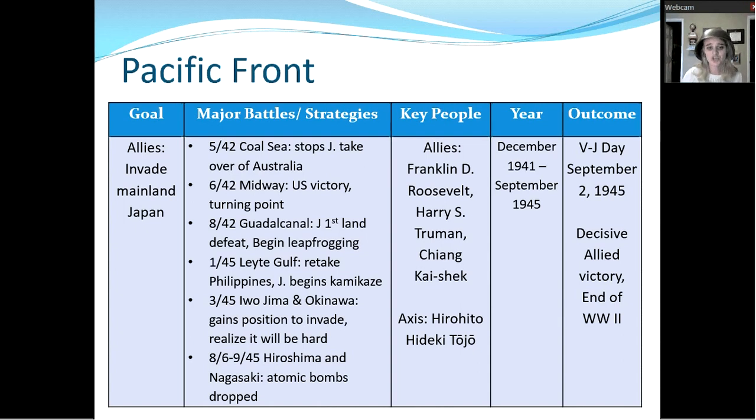In March, we began the battles of Iwo Jima and Okinawa. These two islands are just off the coast of mainland Japan, and by winning these two islands, we gain the position to invade Japan. However, the fighting had become so intense by this point that we realize how difficult it really is going to be to invade mainland Japan.